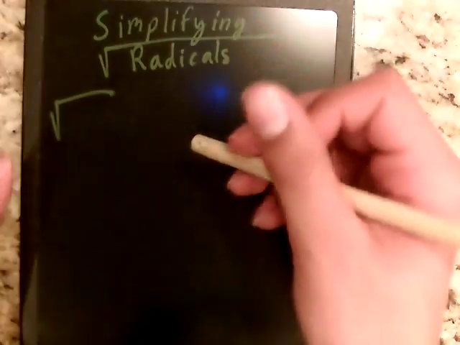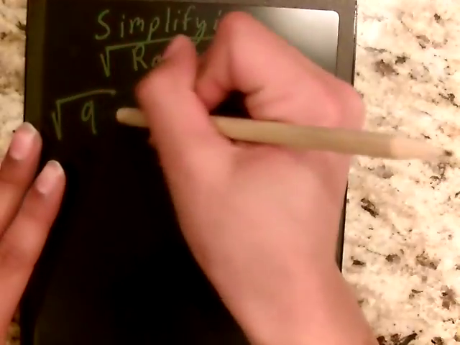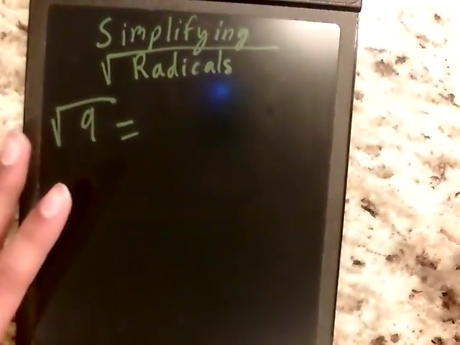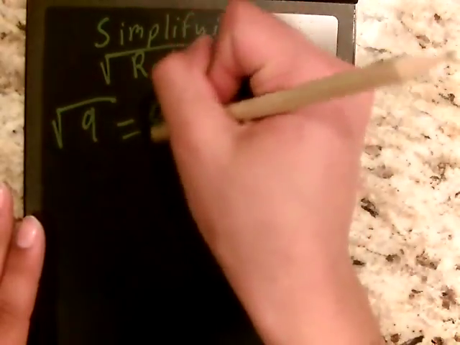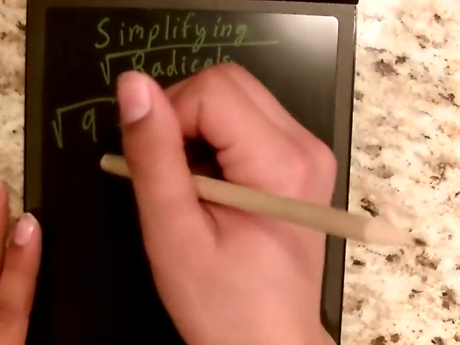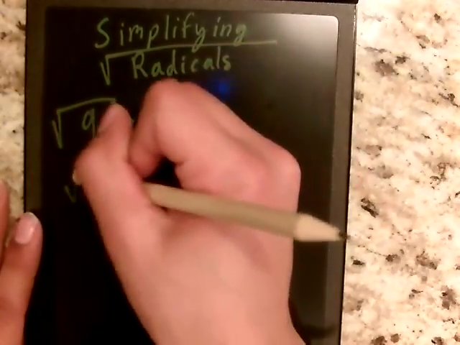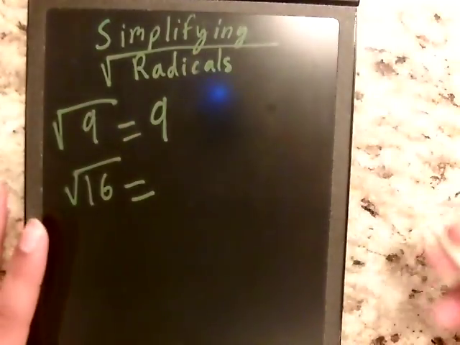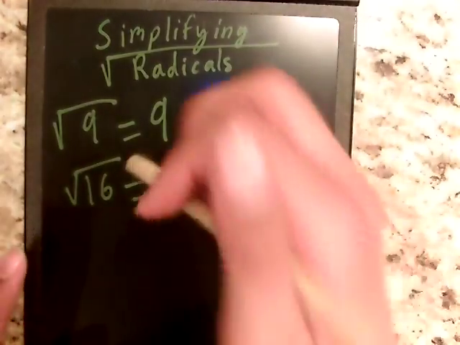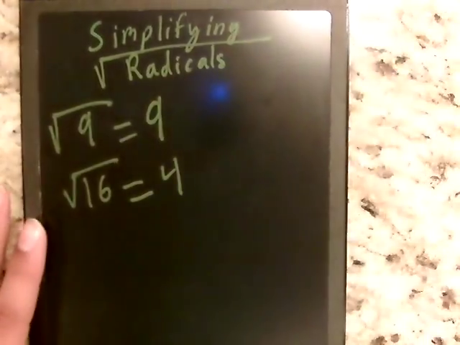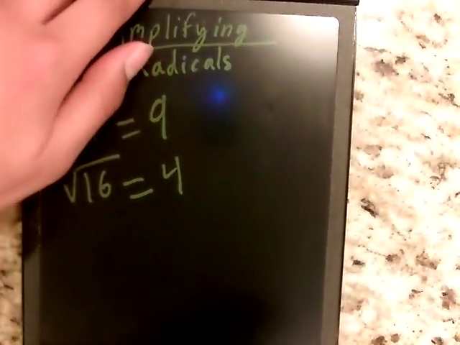So let's start by doing root 9, easy ones. Root 9 equals 3, because 3 times 3 equals 9. And so let's try root 16. Root 16 equals 4 times 4, which equals, and so this equals 4. And so the square root of something is basically simplifying something into what times itself yields that number.